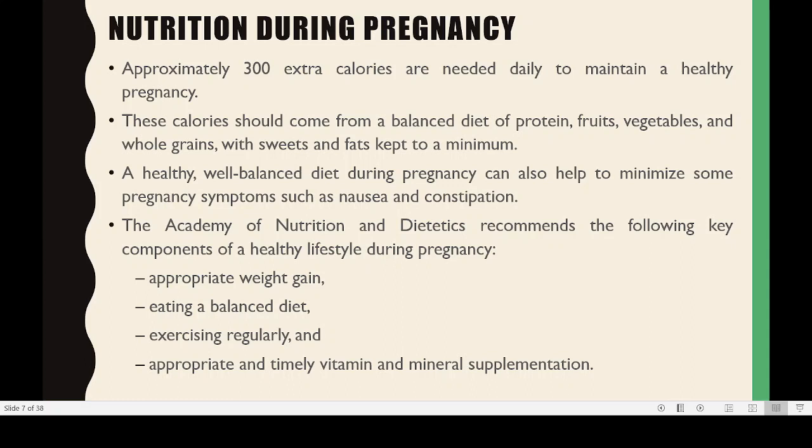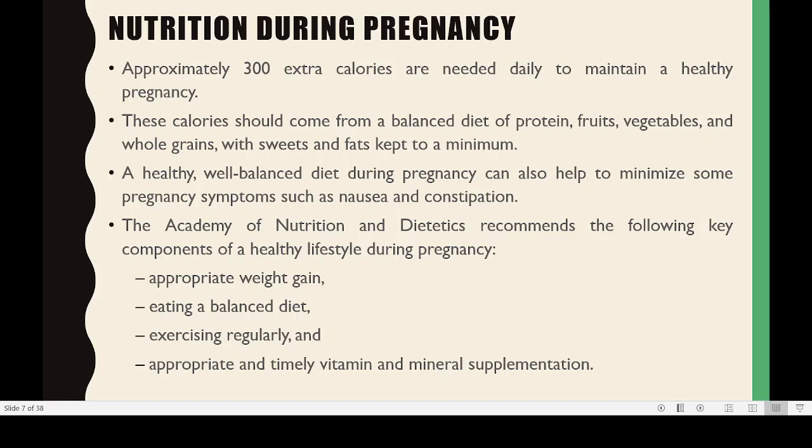If you are not practicing regular exercise, the trouble caused by pregnancy can be felt by your body at a higher level. There may be back pain and other problems, because as the baby is developing, extra weight will be coming to your back, and that can cause back pain for many women. Then, appropriate and timely vitamin and mineral supplementation.